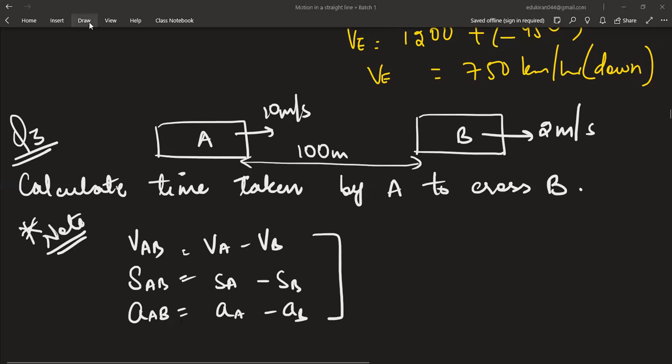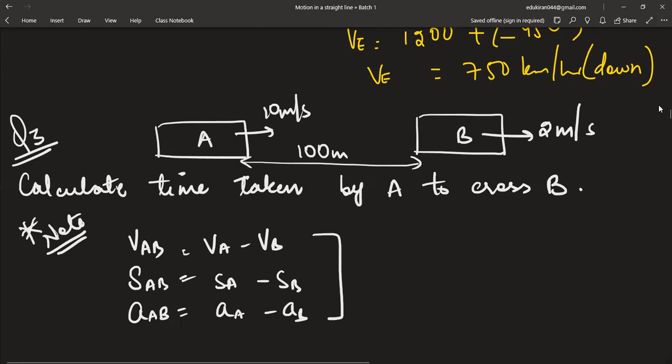See class, how will you solve this question? This is an important question which is left. Because here, you will be solving it the same way you have solved all the equations of uniformly accelerated motion. You know the velocity of car A is 10 meter per second, car B is 2 meter per second, and both are moving, but the separation between them is 100 meters. Now you have to calculate the time taken by A to cross B.